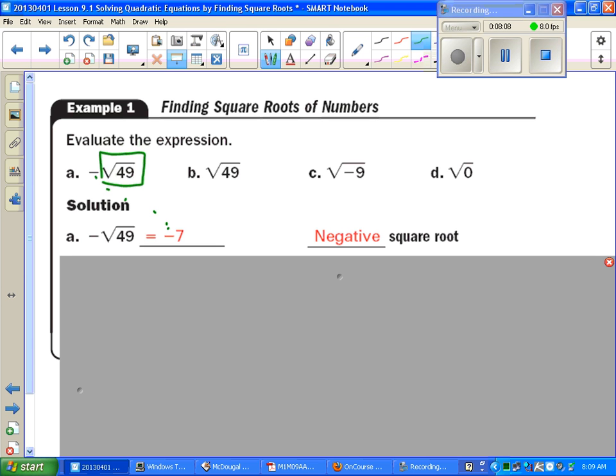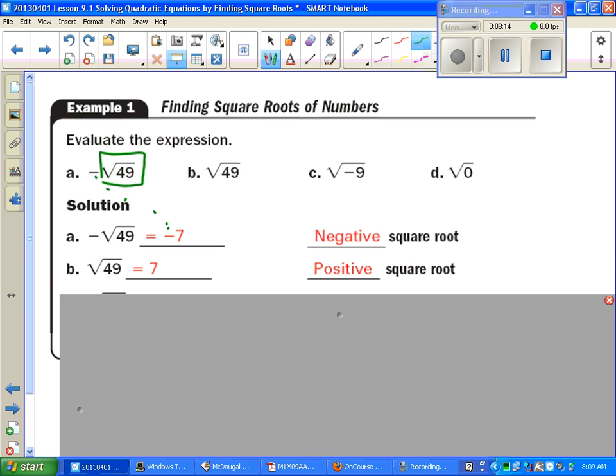For B, it just says the square root of 49. That means what times itself is 49? The number 7.